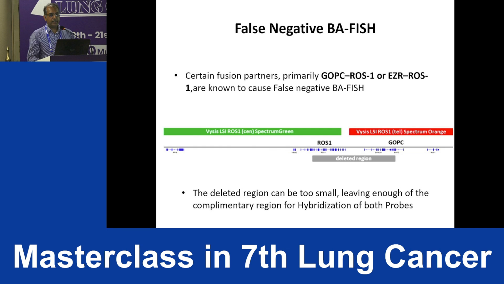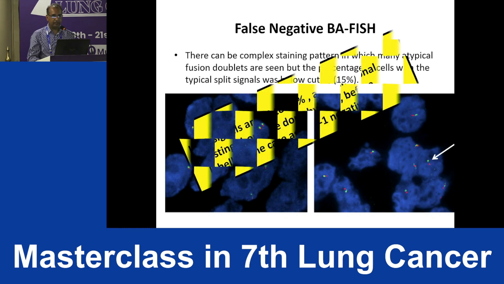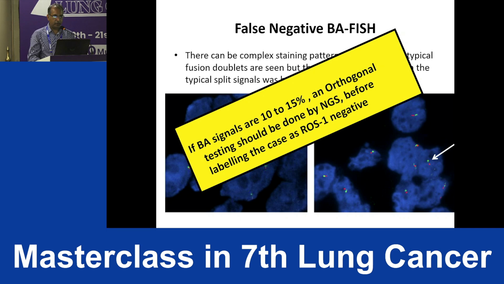But you can also have a false negative break apart FISH, which is a problem in ROS1 rearrangement. Certain fusion partners, primarily GOPC and EZR, which I showed in my previous slides, are known to cause false negative break apart FISH. The reason is that the deleted region is too small, which leaves enough of the complementary region for hybridization of both probes. Another scenario is a complex staining pattern in which many atypical fusion doublets are seen, but the percentage of cells with the typical split signals is below the cutoff, less than 15%. So if the break apart signals are 10 to 15%, an orthogonal testing should be done by NGS before labeling the case as ROS1 negative.